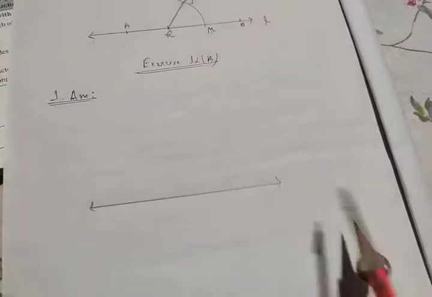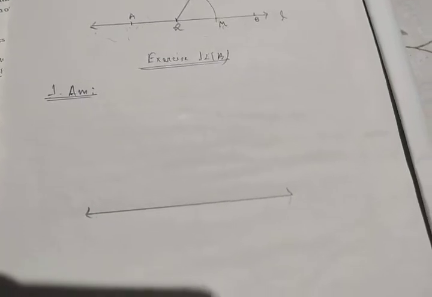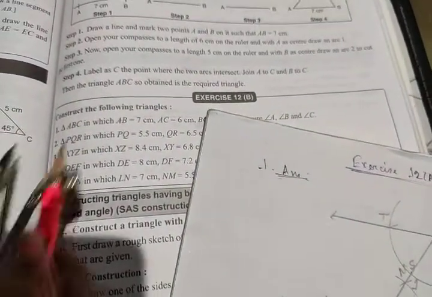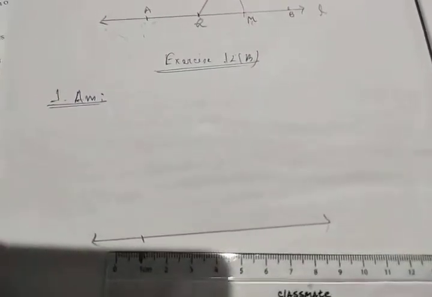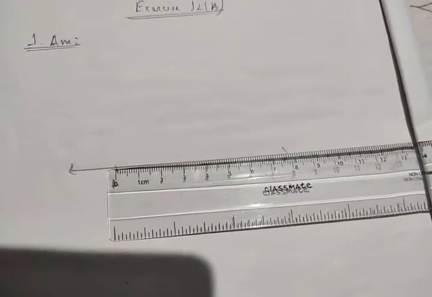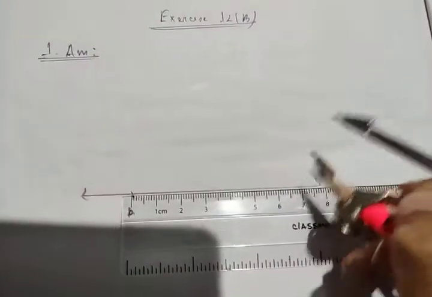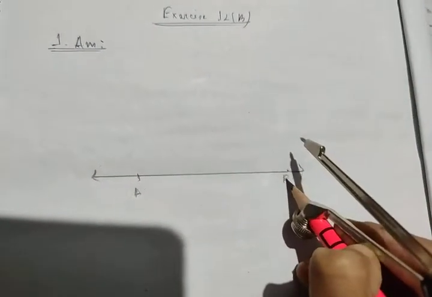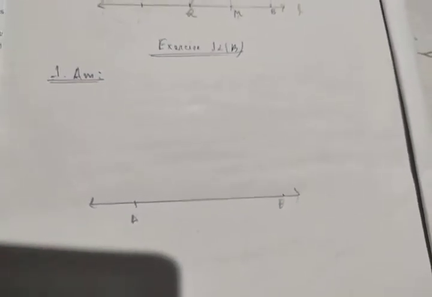For this, first I am drawing any random line. Next we will consider any point here, A. Since your name is AB, that's why I am considering A. If it is P and Q, you will consider it as P. Now what is the length of AB? 7 centimeters. So now with the help of your ruler, mark a point B at 7 centimeter distance from A. So this is the AB length, 7 centimeter.